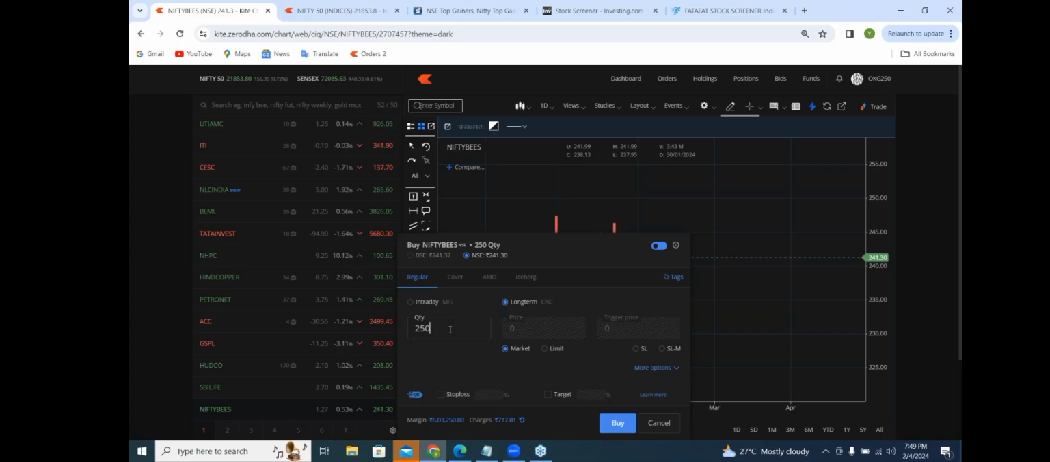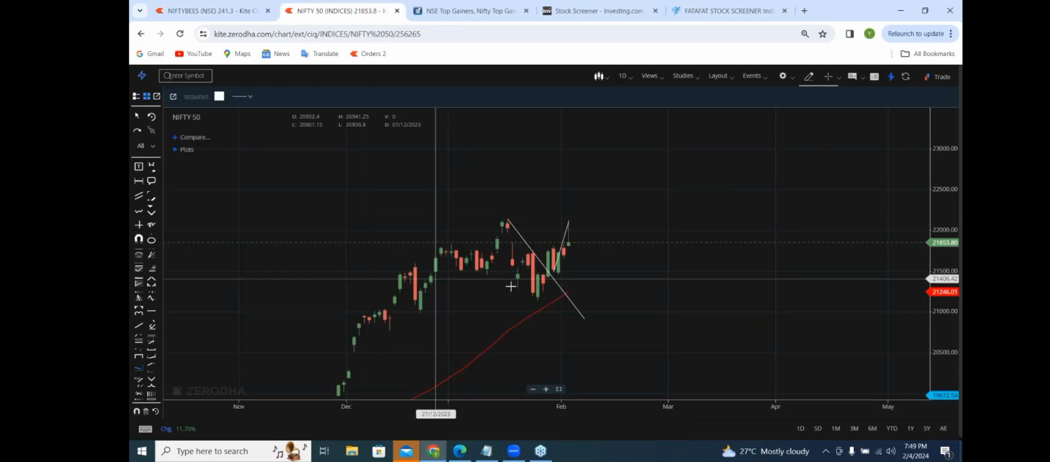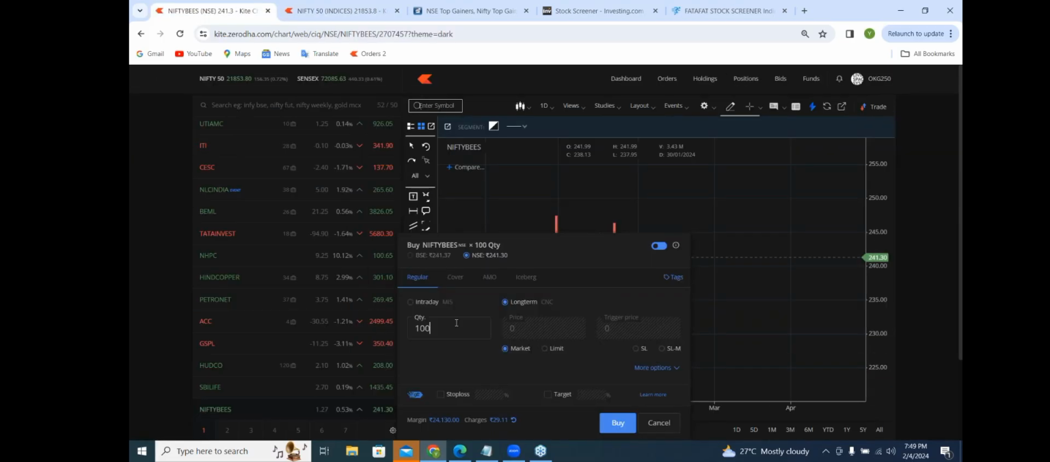Say, for example, if you had invested 25,000, if you had bought 100 shares, you had invested into 6 point something, 600 rupees. Are you guys getting my point? 100 units. If you invest around 400 units, that is for 1 lakh.